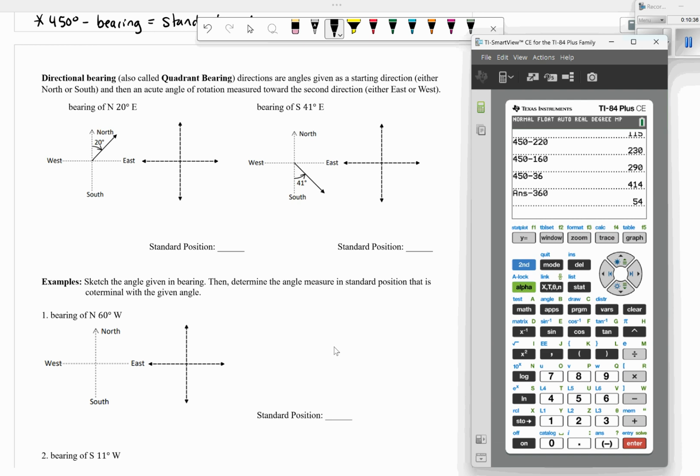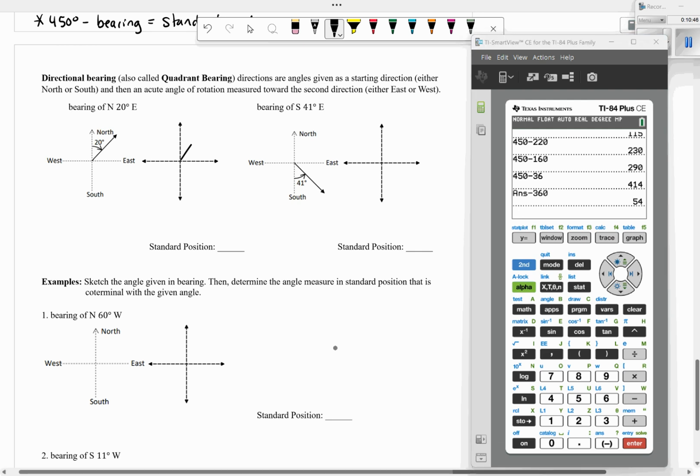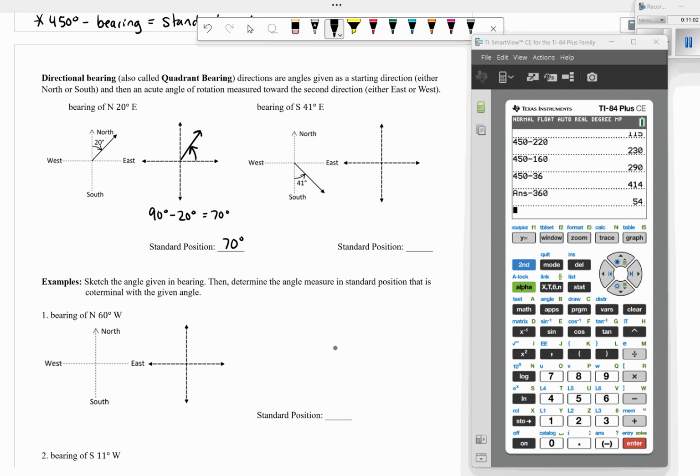So for this first one, it says a bearing of north and then 20 degrees to the east. So that means, again, you would start from north and you would go east 20 degrees. So if I want the standard angle, that would be from here to here. So the standard angle, we would take 90 degrees minus 20 degrees, and that gives us 70 degrees for standard position.